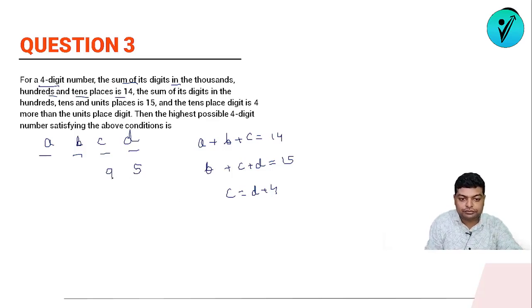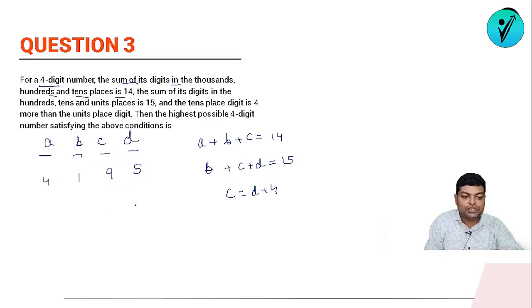It will be 9. Now B plus C plus D should be 15. So 9 plus 5 is 14. So the value of B will be 1. And what will be the value? This plus C. So A plus B plus C. So this will be 4. 4, 1 and okay. So one of the number will be 4195.